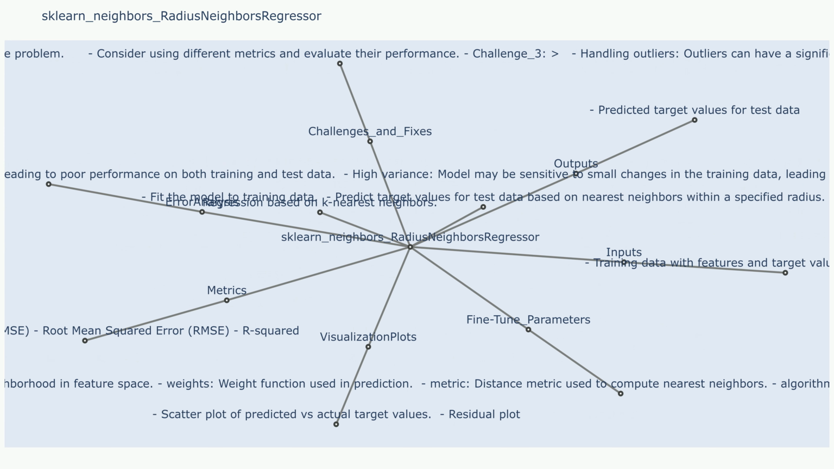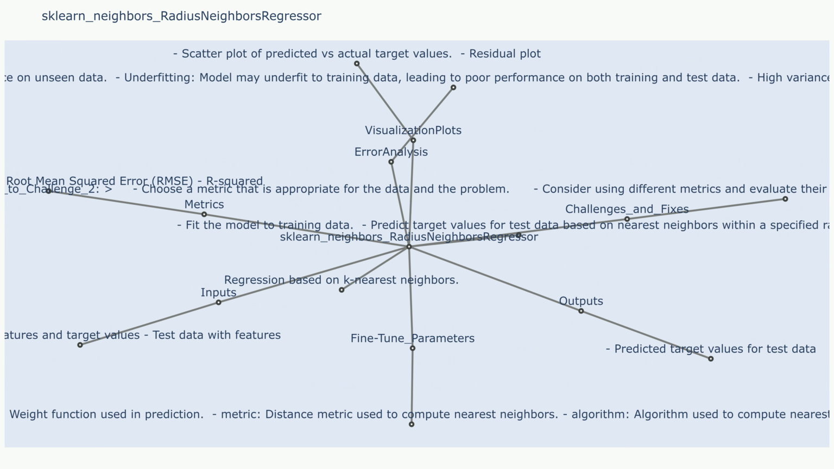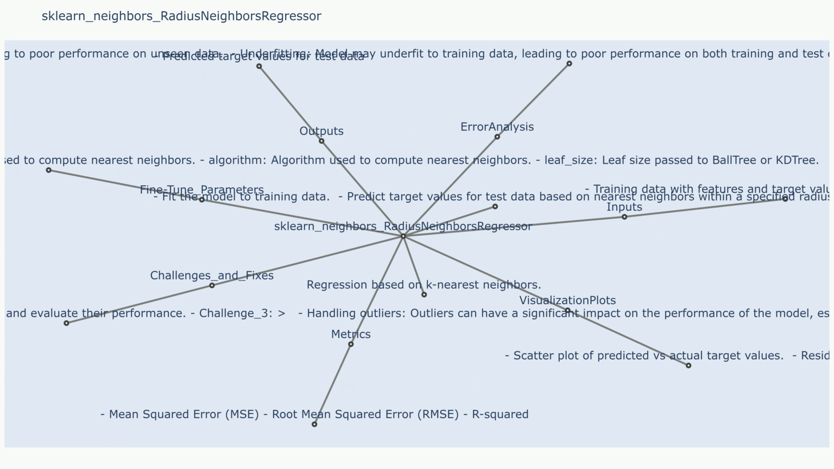Weights: this is an array of weights associated with each sample in the neighborhood. These weights are used to compute the weighted average prediction. Steps. 1. For each query point, it identifies all the neighbors within the specified radius. 2. It then computes the weighted average of the target values of these neighbors. The weights are determined based on the distance from the query point.